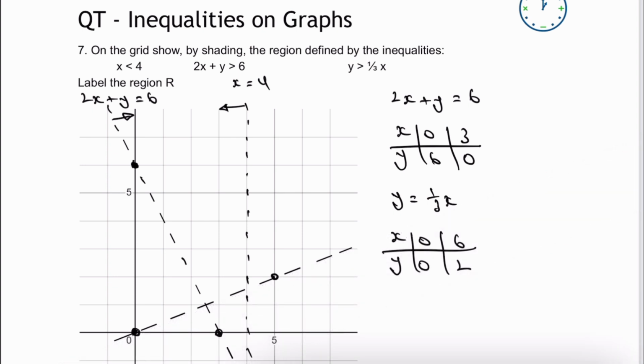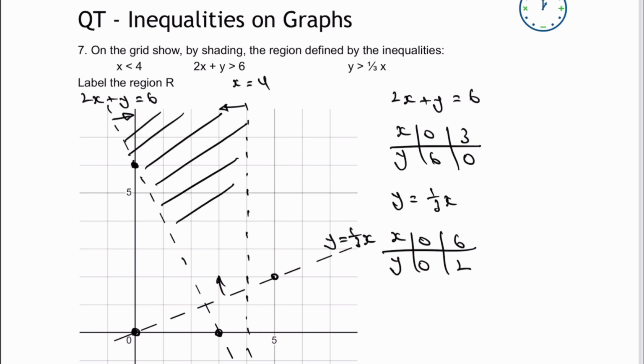Okay, so therefore I can say that that line is y equals 1/3 of x, and the values of y are going to be greater than 1/3 of x, so therefore it's going to be above the line. So the region that's going to be shaded is going to be this region here, and that would be region R in our particular question.